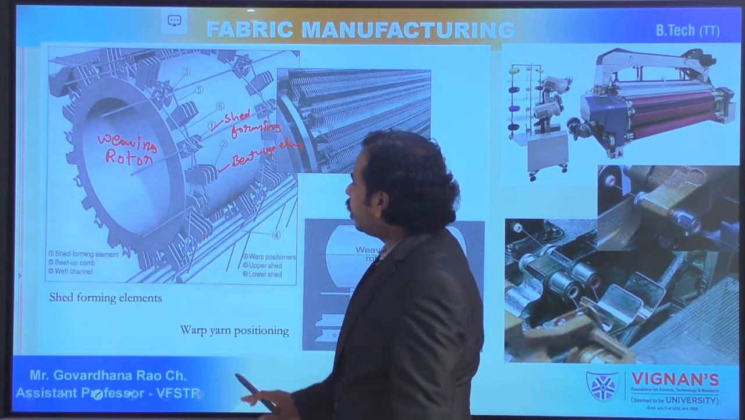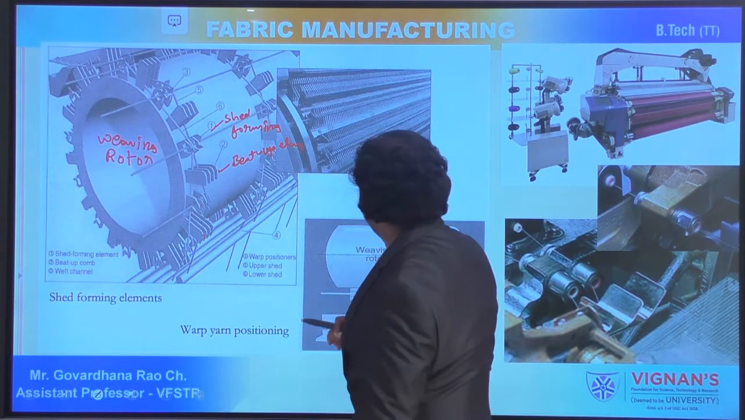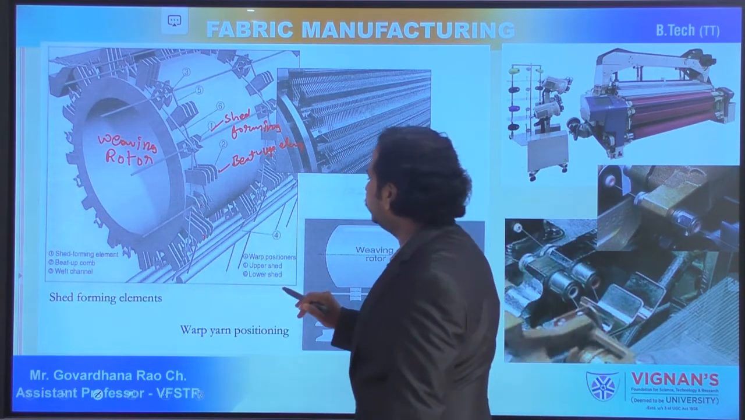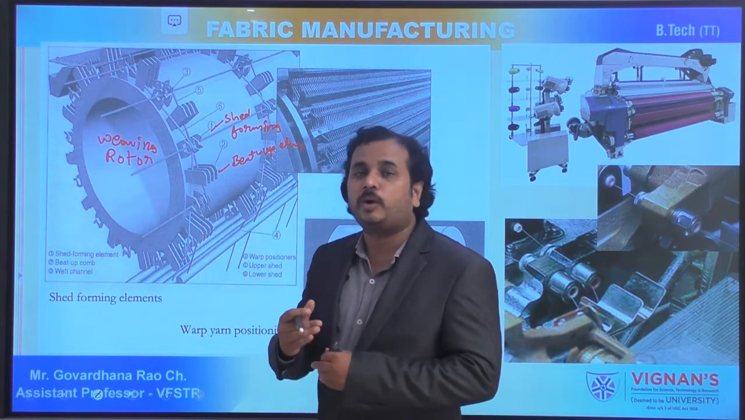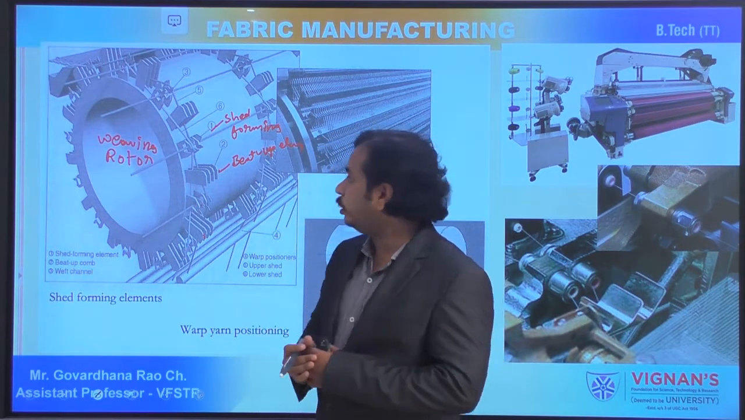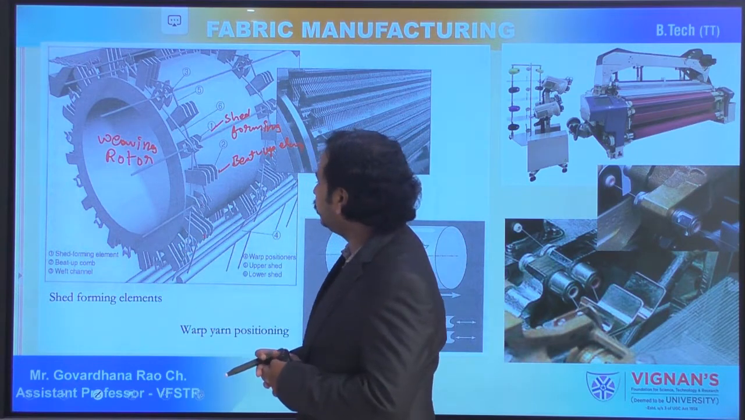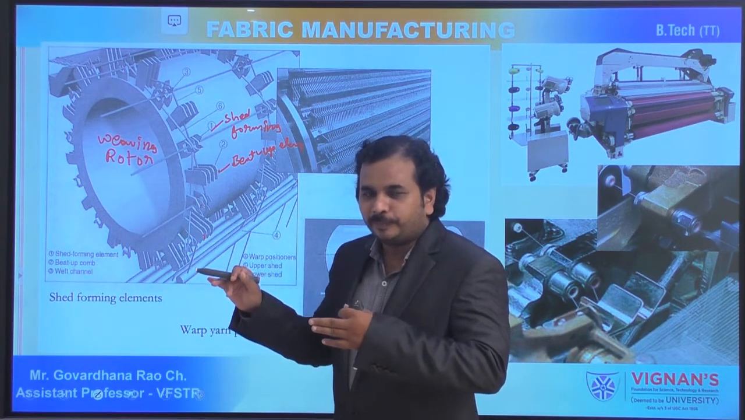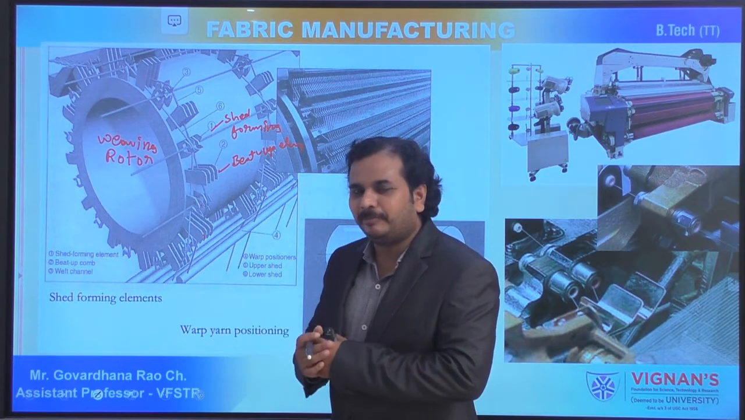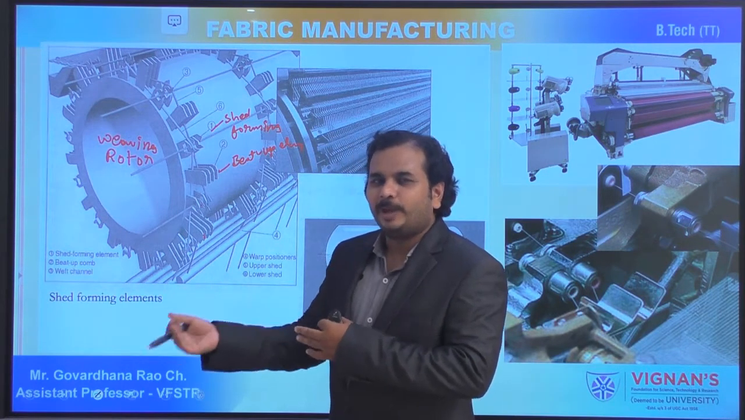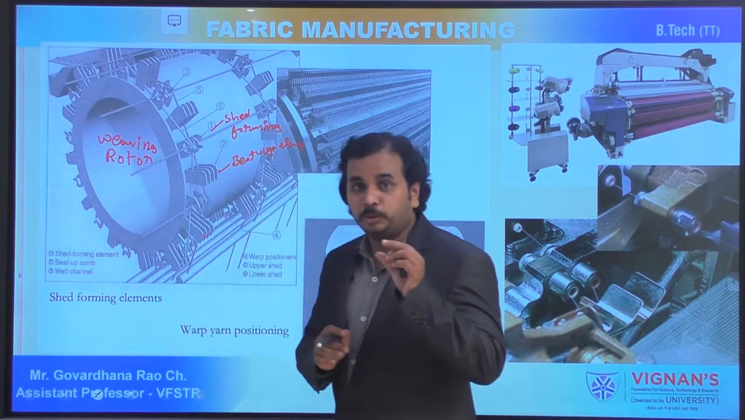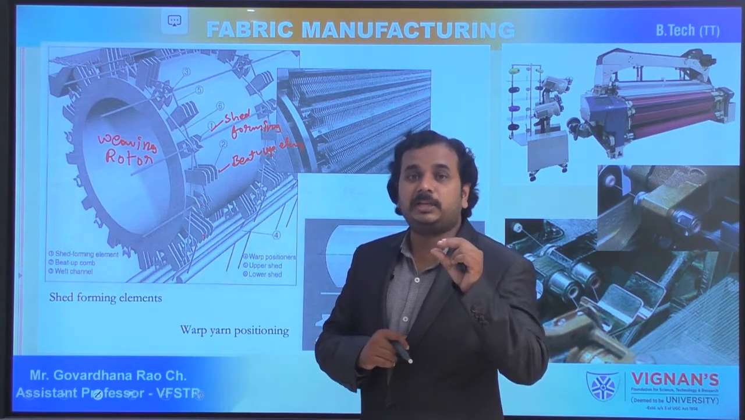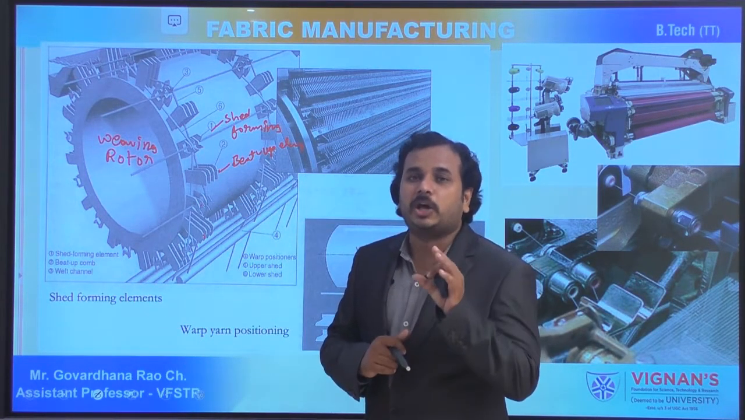Okay, so now you can see here how the shed formation can occur and how the beat up is going to occur. Now what is the direction of rotation? Which side is the face side, which side is the back side, front side and back side. You have to identify the cloth fell. Where is the cloth fell?